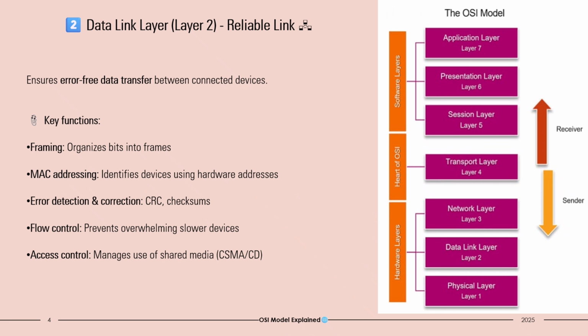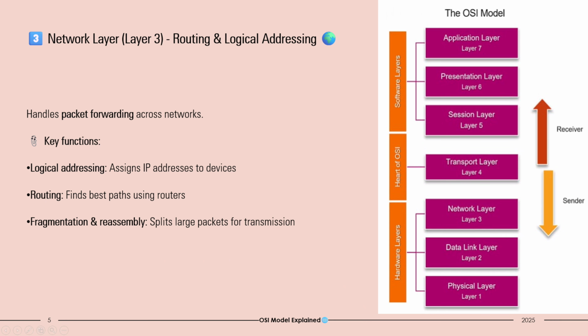Flow control, managing the rate of data transmission to prevent a fast sender from overwhelming a slower receiver. Access control, in some cases, regulating access to the transmission medium to prevent collisions, for example, in shared Ethernet networks. 3. Network layer, layer 3, routing and logical addressing.